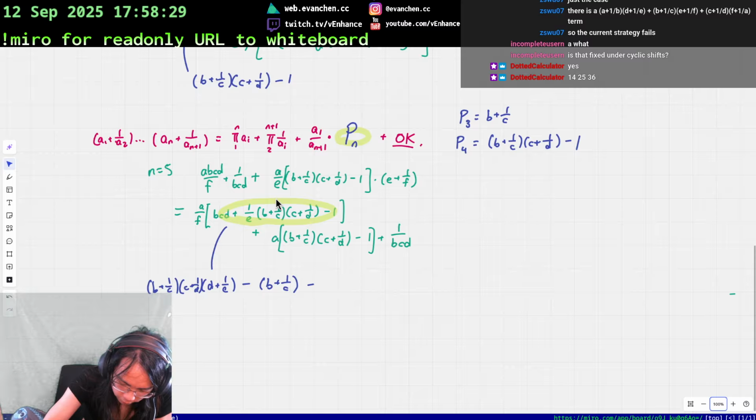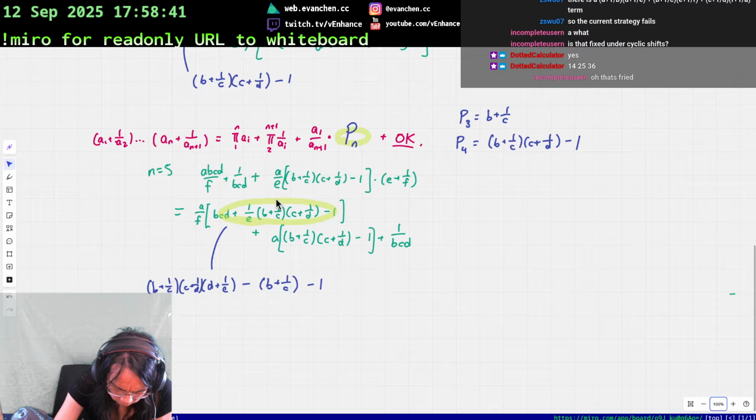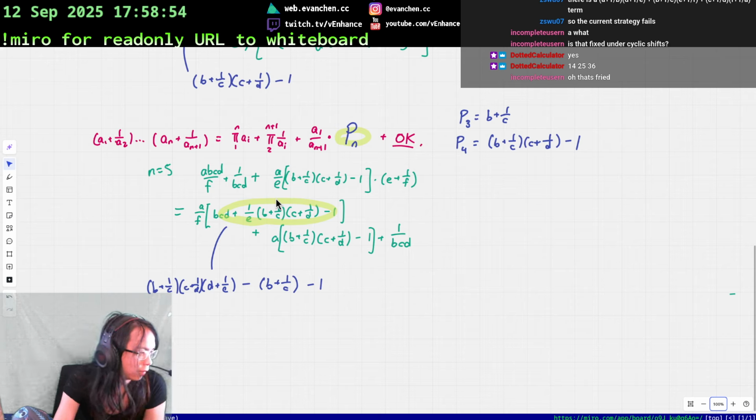The -1 just stays over. Is that true? Did I? So the current strategy fails. Oh, is it actually just not a polynomial in the things I want? N equals 6 is the first non-trivial case. Oh, that's sad.